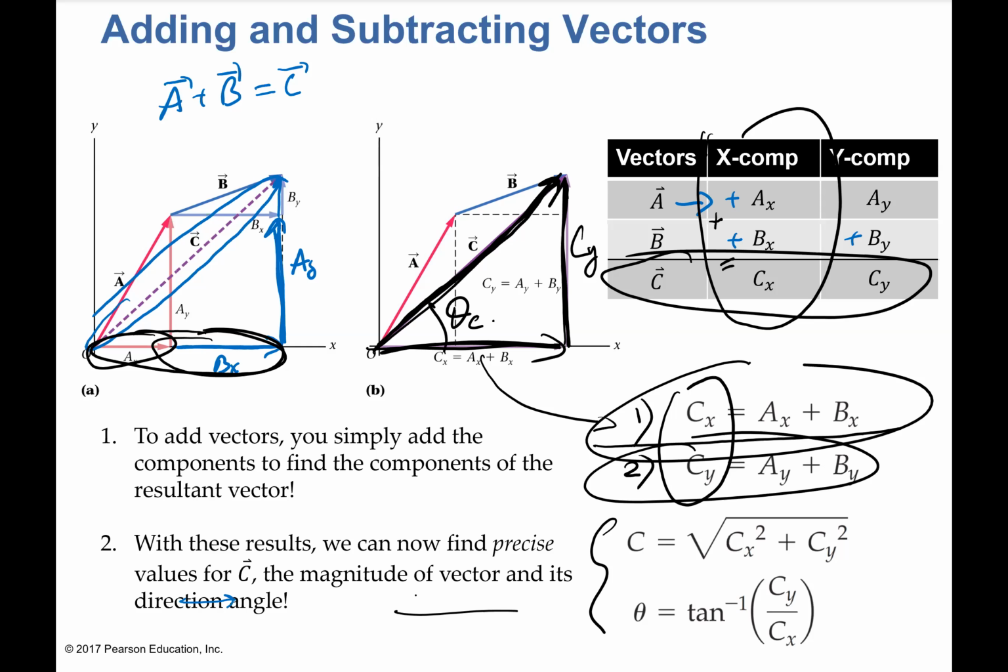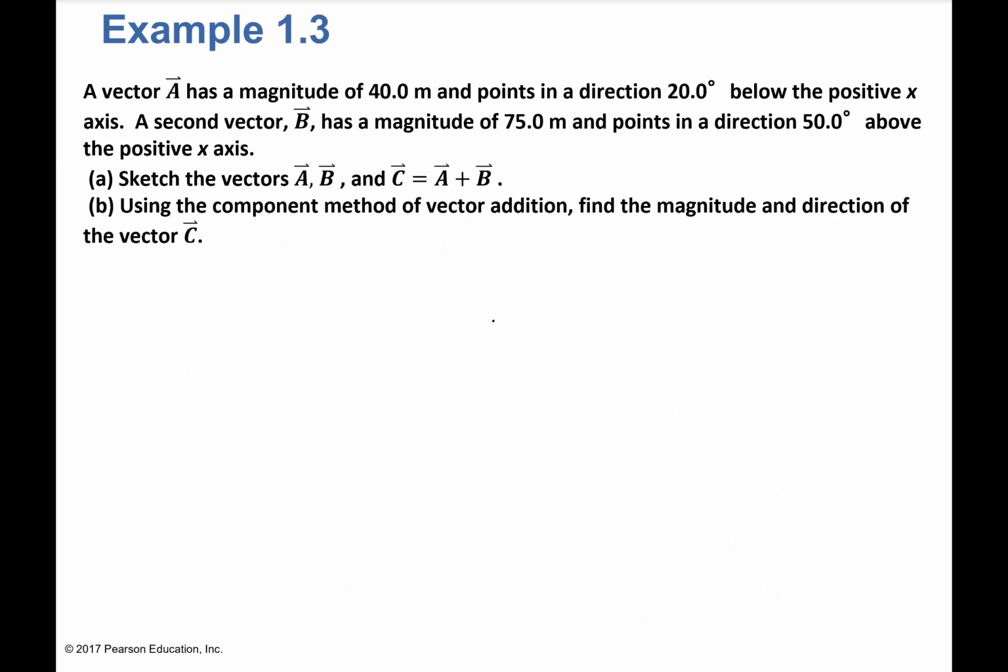That means whenever you have two vectors added together that are neither perpendicular nor parallel, we have to use this component method. All right, so here's an example. You have a vector A that has a magnitude of 40 meters and points in a direction of 20 degrees below the positive x-axis. A second vector B has a magnitude of 75 meters and points in a direction of 50 degrees above the positive x-axis.